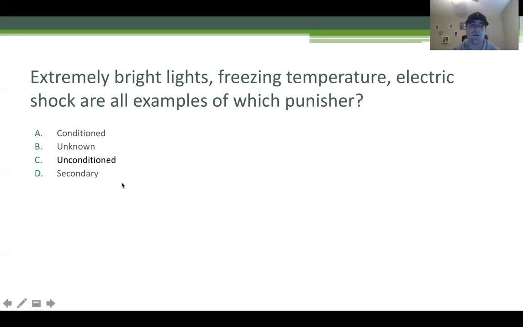They're unconditioned. Secondary? Secondary is the same thing as conditioned. And then unconditioned would be primary. So that's good to know. Unconditioned and primary, secondary and conditioned. In this case, freezing temperature, electric shock, there's no conditioning going on. It's a primary punisher, right? So in this case, it would be unconditioned.